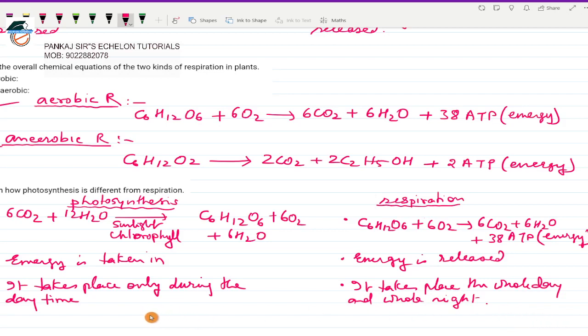Any more points that can be written about photosynthesis and respiration? Okay, I think that's enough. 3 points are enough, right? So 3 points of difference between photosynthesis and respiration have been given.